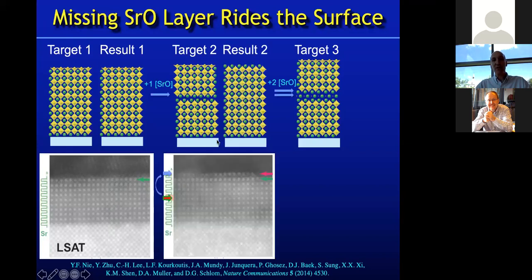And what we see by TEM, and it's easy to see this by TEM because the Ruddlesden-Popper involves a shift in the plane of a half offset of the unit cell. So when there's a Ruddlesden-Popper defect, the strontium oxides will no longer be lined up in a line like this. There'll be a jog of a half unit cell. You can see that even though we supplied the growing surface with an extra monolayer of strontium here, it ended up on the top. Okay, well, we're seeing that.